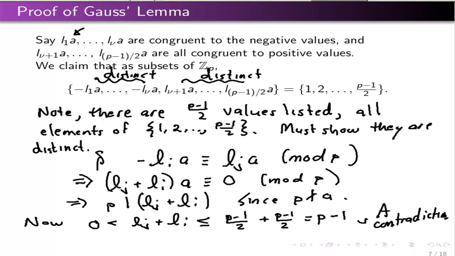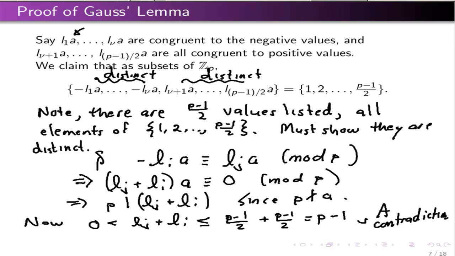Therefore, you can't have any such thing, and we've shown that these values are, in fact, distinct and fill up this entire set. So what does that do for us? This is very much like Wilson's theorem. Well, it means if I took the product of the numbers listed on the left, it'll be the same as the product of the numbers listed on the right.